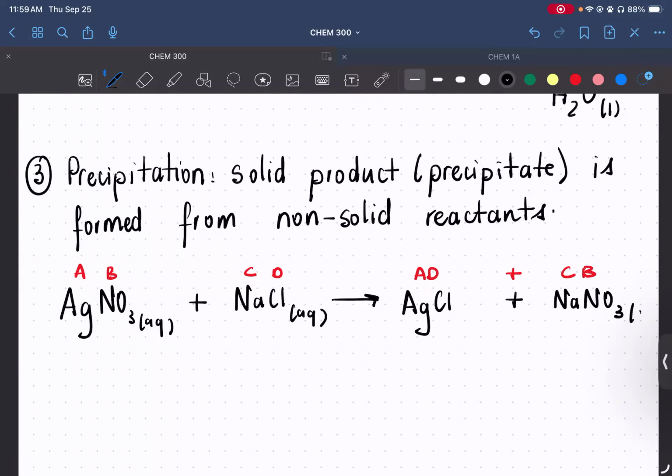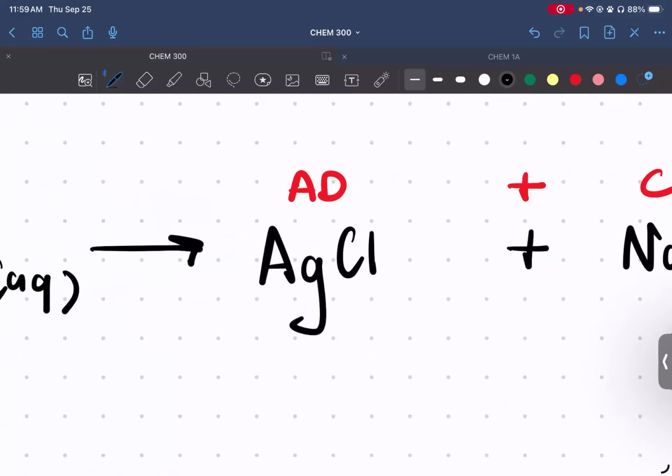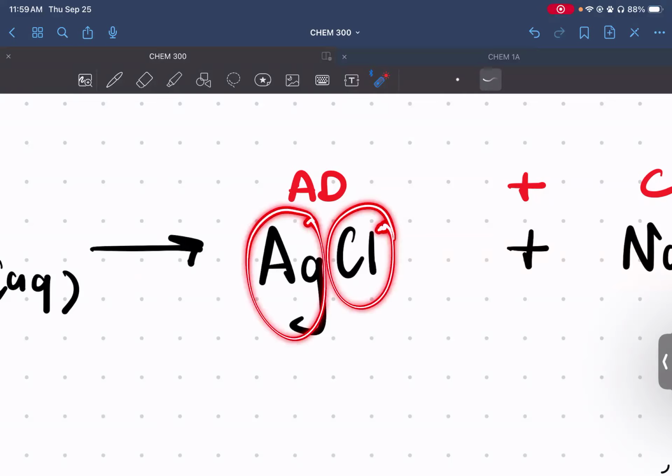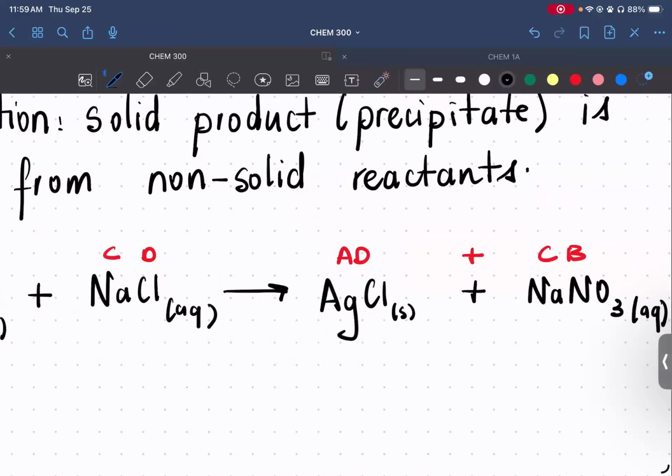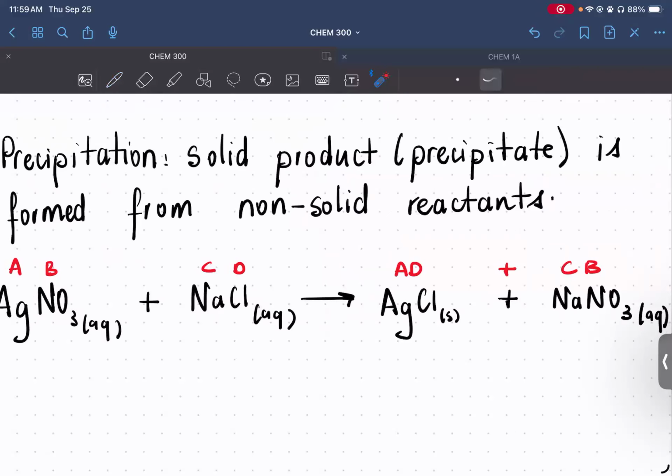According to the solubility rules table, all NO3 compounds are soluble, very first row. All of them are soluble, no exceptions. In the case of chlorine, chlorines are traditionally aqueous, except when bonded to silver, and silver is an exception. So this is solid. So we see here that we result in a solid from non-solid reactants.